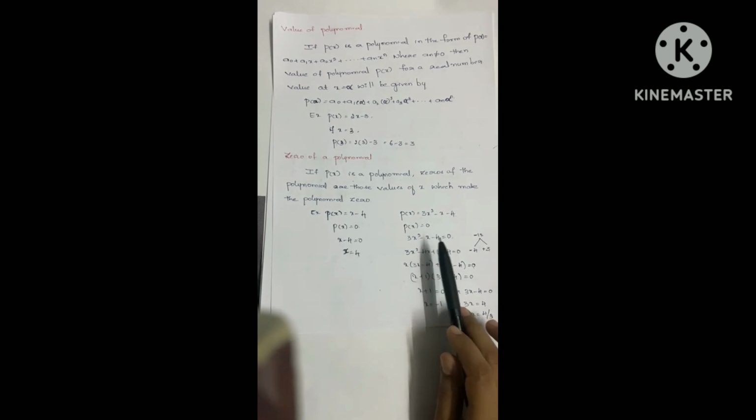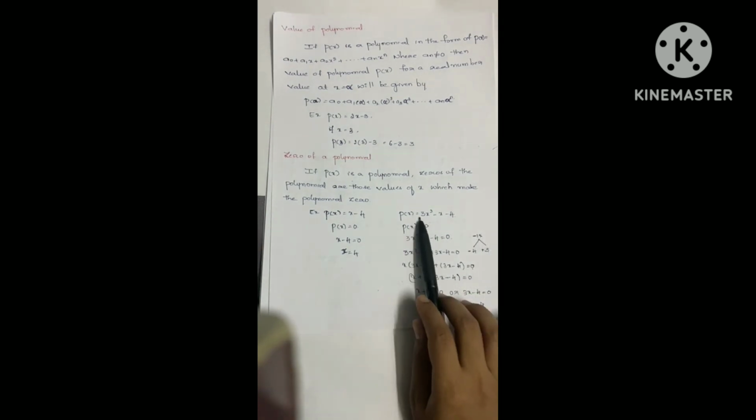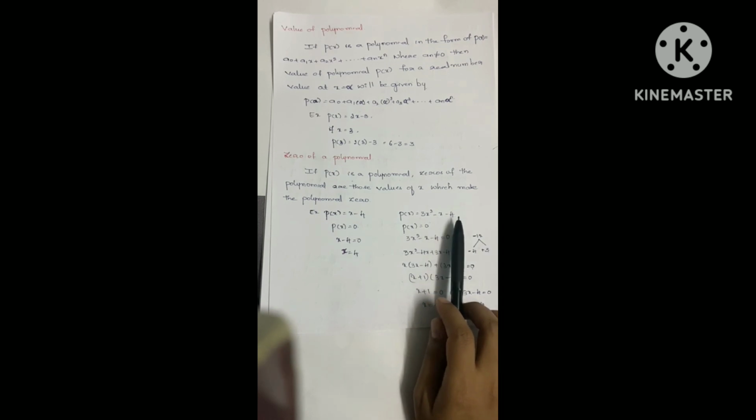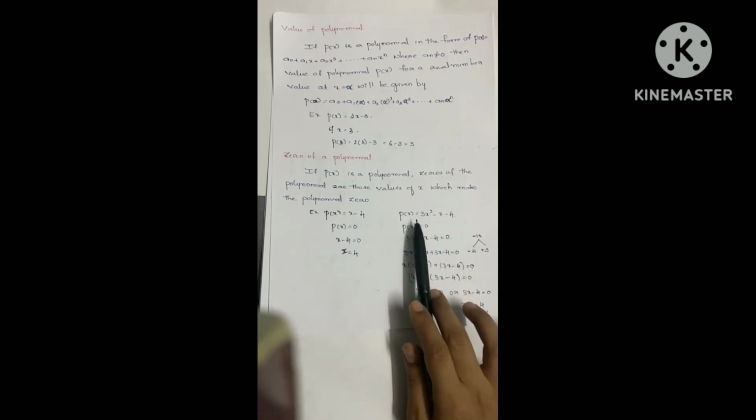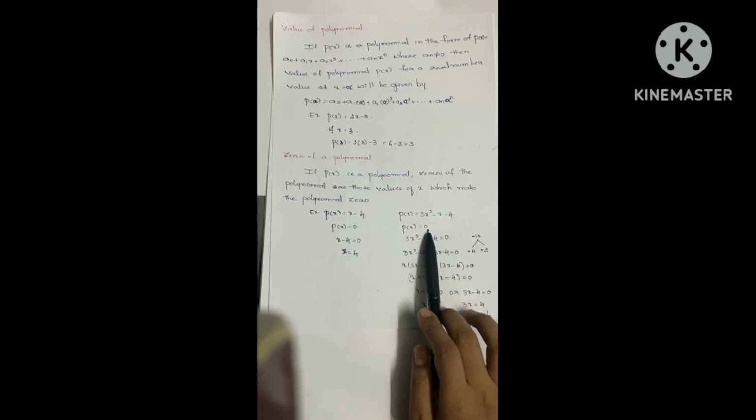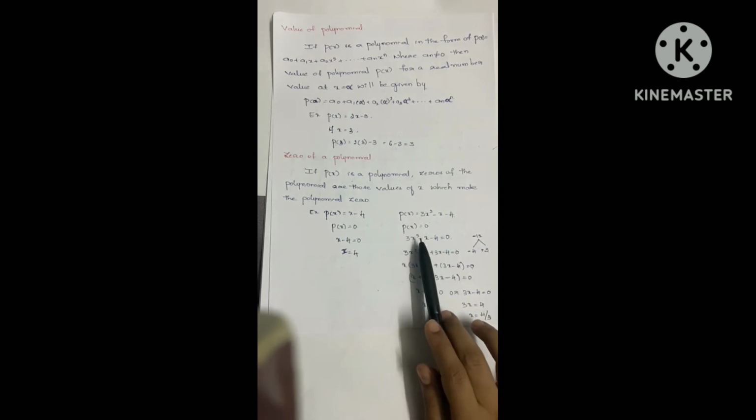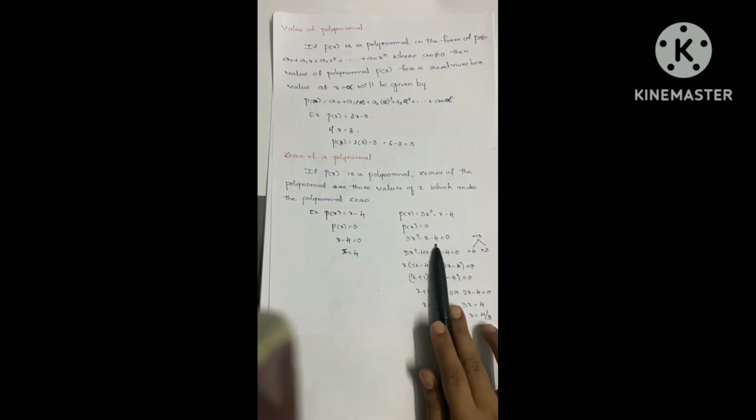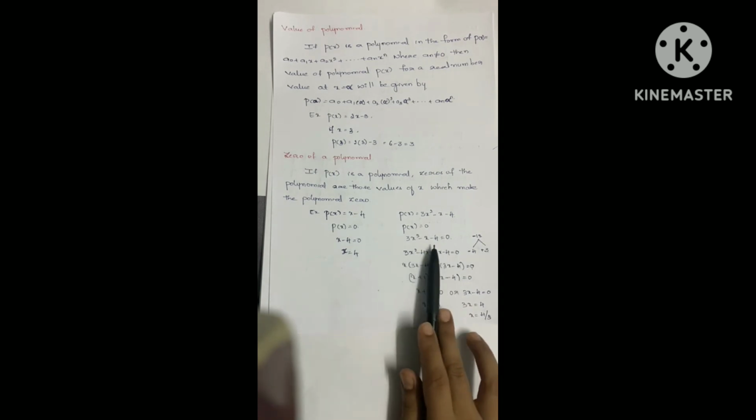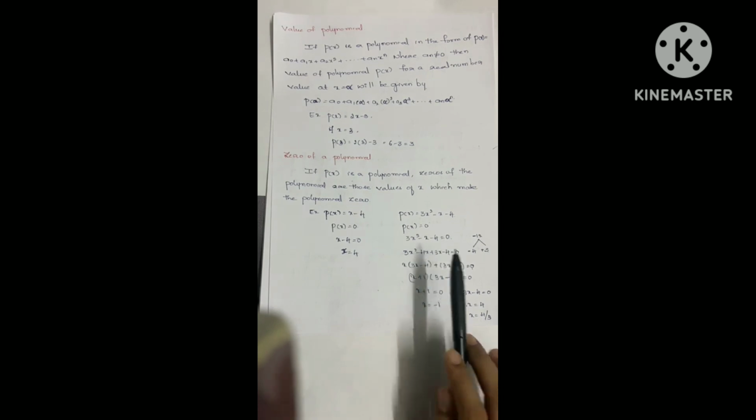So let's take another example, that is p of x is equal to 3x square minus x minus 4. Here we need to find the zeros of the polynomial. Now to find the zeros of a polynomial, we equate this polynomial to 0. So if p of x is equal to 0, then 3x square minus x minus 4 is equal to 0. And it is a quadratic polynomial. We need to factorize this.